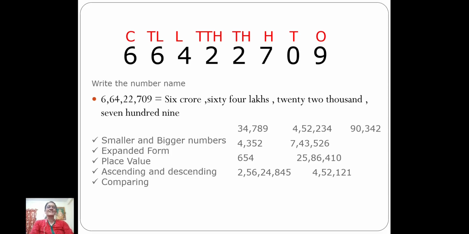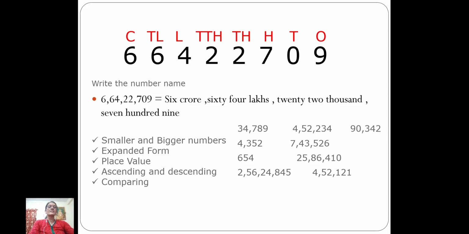86,410, right? Yes. Now do you know what is the meaning of ascending and descending? Ascending means small to big. Yes, we start from a smaller number and we end with a bigger number. Now which is the smallest number here? 654. Yes, and then you start again little bigger, then bigger, then bigger and then the bigger. So which is the biggest number here? Yes, 2 crores 56 lakh 24,845. That is the biggest number here.